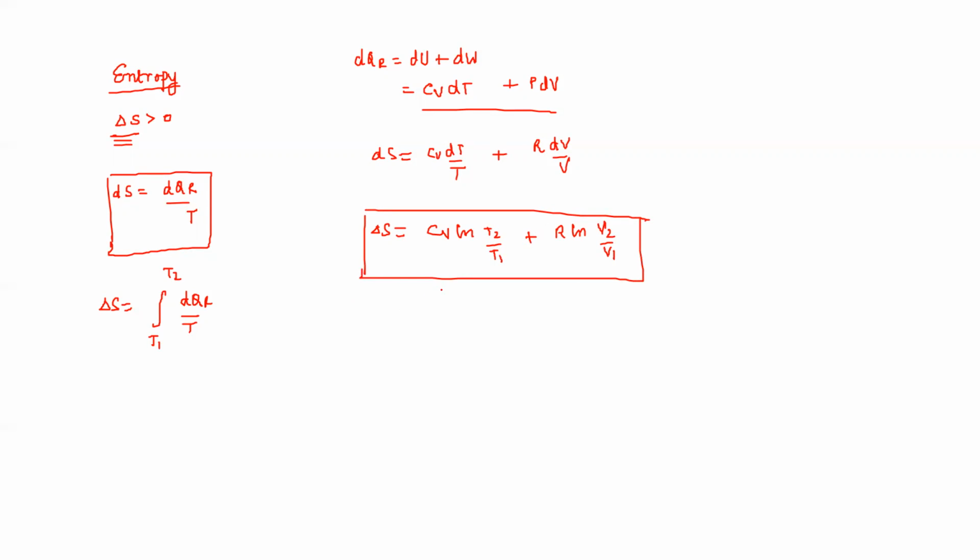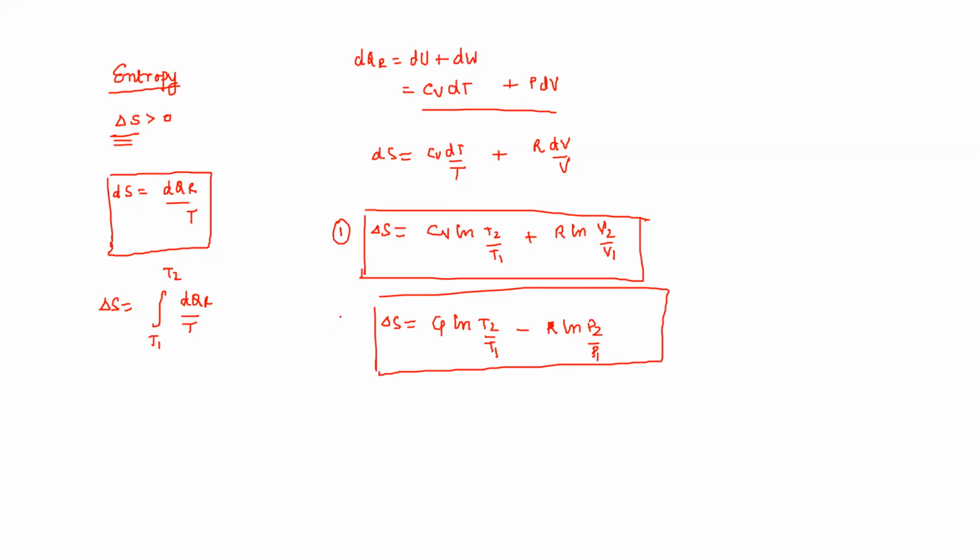After that, the second equation for entropy that we got was by keeping Cv equal to Cp minus R. When we do that, we get delta S is equal to Cp ln T2 by T1 minus R ln P2 by P1. This is the second equation. So these two equations are very important for entropy calculations.